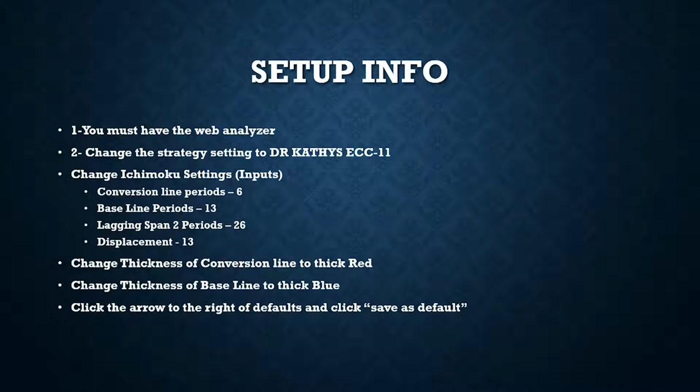Now what we want to do is dive into the actual platform of the web analyzer and change some of our settings. You'll notice here it says change Ichimoku's settings or your inputs to conversion line period being 6, baseline period being 13, lag and span 2 period being 26, and displacement being 13.